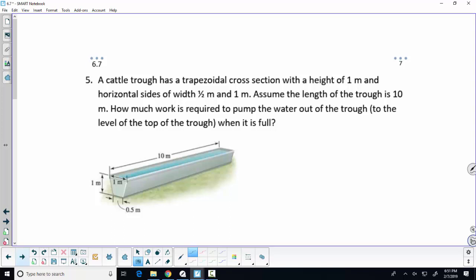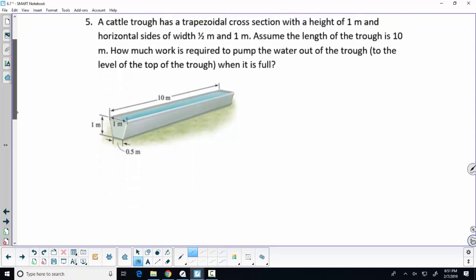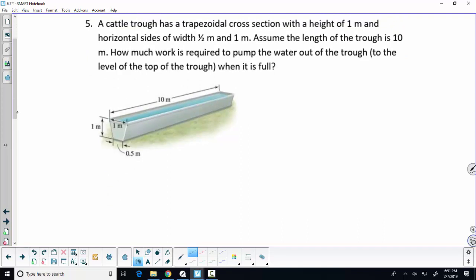So we have a cattle trough, height 1, horizontal sides of 1/2 and 1 meter. Assume the length of the trough is 10 meters. How much work is required to pump the water out of the trough to the level of the top of the trough when it is full? We'll remind ourselves again of the formula.